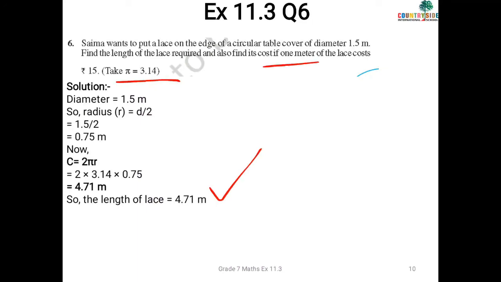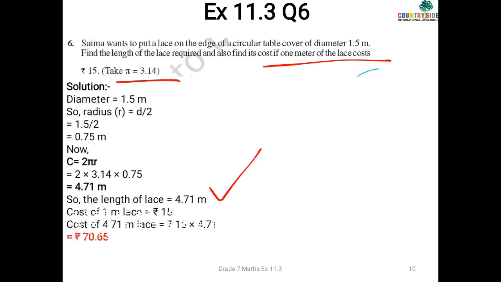Now you simply have to find the cost. See, 1 meter of lace is 15 rupees. So 4.71 meter is how much? Simply you have to multiply 15 into 4.71, and that is nothing but 70.65 rupees. So it was quite similar to question number 5.